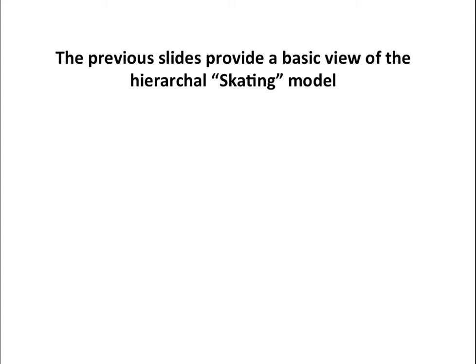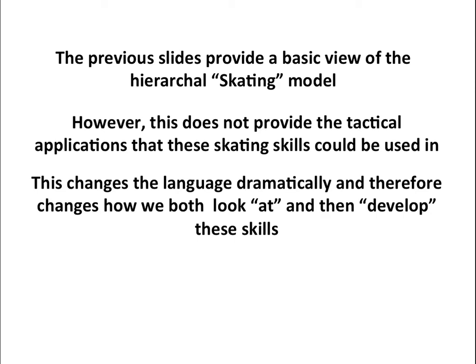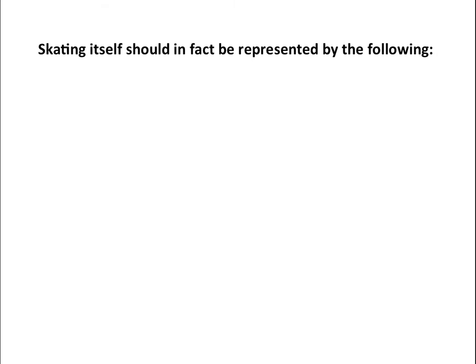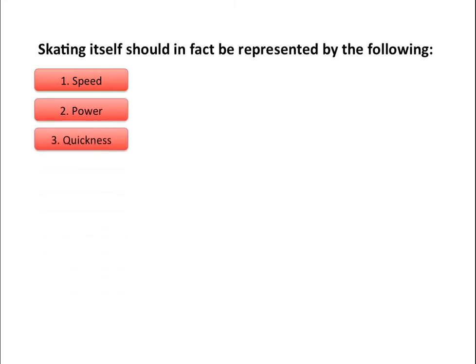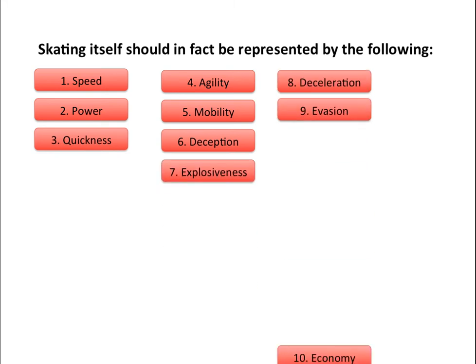The previous slides provide a basic view of the hierarchical skating model. However, this does not provide the tactical applications that these skating skills could be used in. This changes the language dramatically and therefore changes how we both look at and then develop these skills. We need to look at skating not only in the skill sense but in the tactical sense as well. Skating itself should in fact be represented by the following model: speed, power, quickness, agility, mobility, deception, explosiveness, deceleration, evasion, and economy. So these are tactical headings.